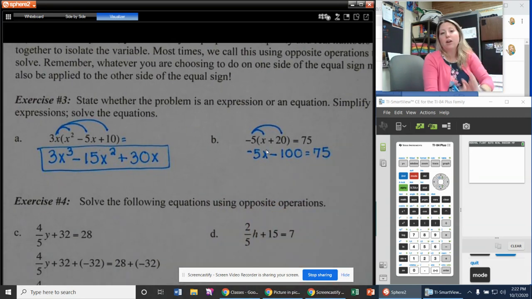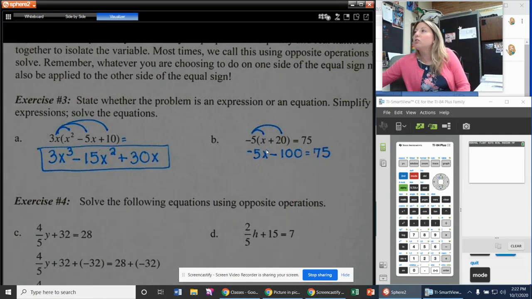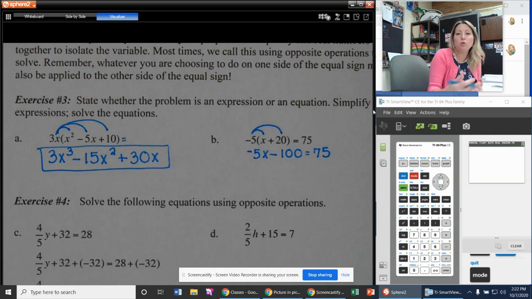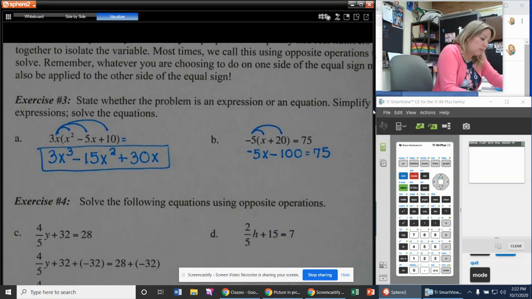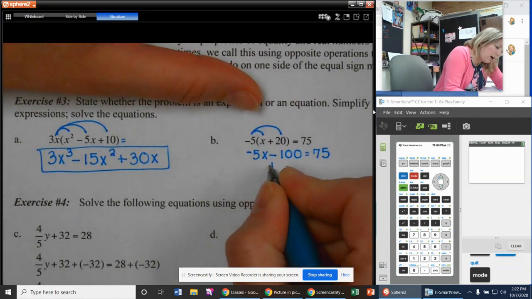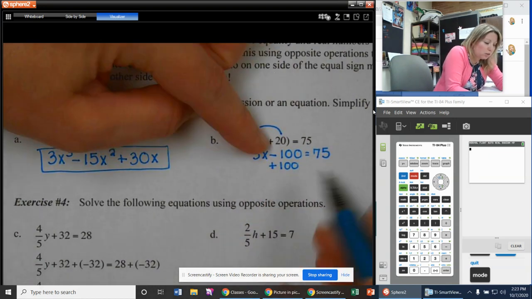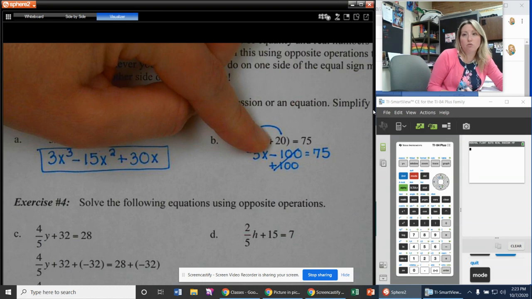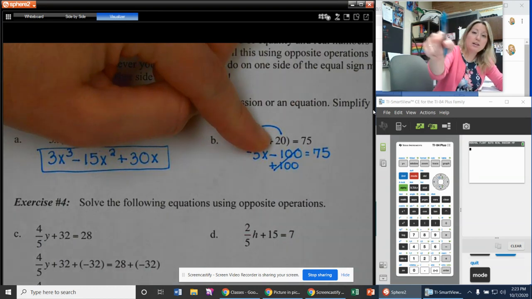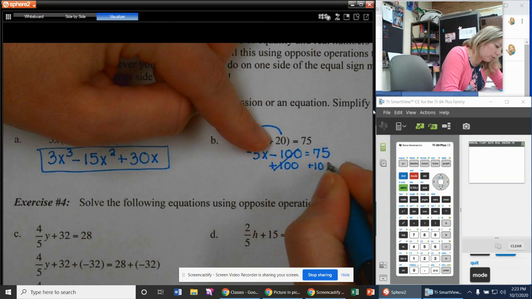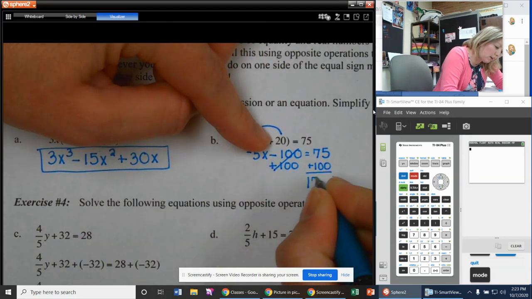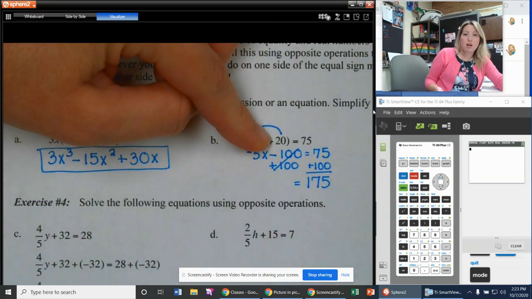But now, because I've got an equal sign present, I use those opposite operations in conjunction with the addition property of equality, right? What's the opposite of a -100? +100. And because I'm choosing to add 100 to -100 so that I get 0 there, I now have to do it over here on the other side of the equal sign. So that's where I get this 175 on this side from.